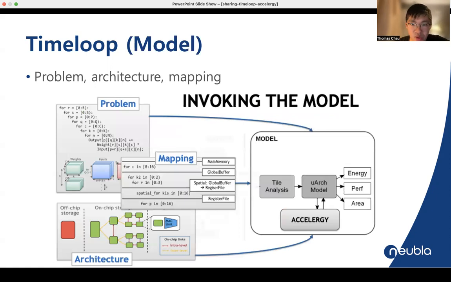So moving on to the model part of Timeloop. The model basically requires three inputs. Problem, which means the algorithm that we are trying to map, for example, DNN layers. And architecture is the hardware that we are trying to model. Mapping is the process of taking the problem, chopping it up, then distributing and scheduling the sub-problems to hardware.